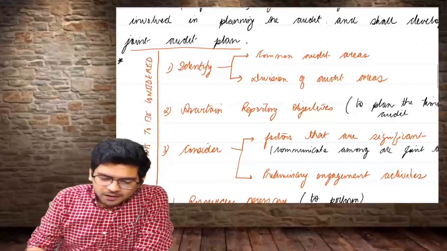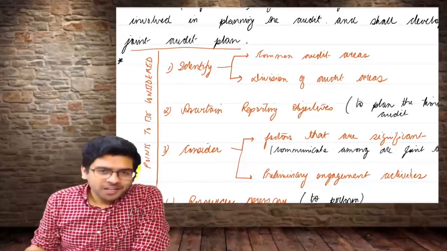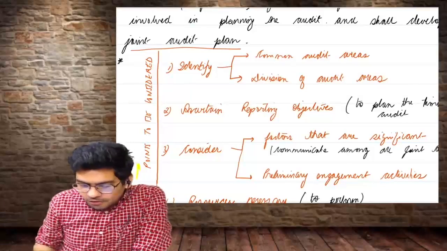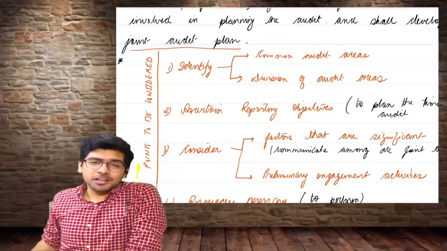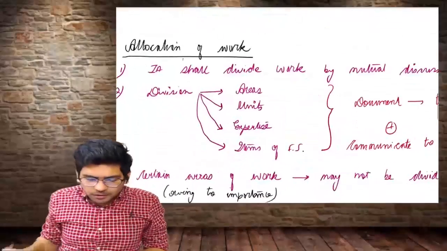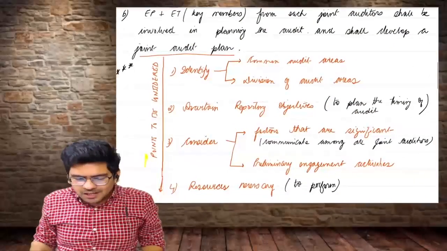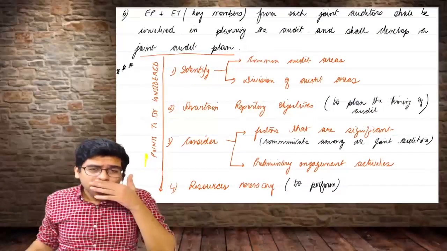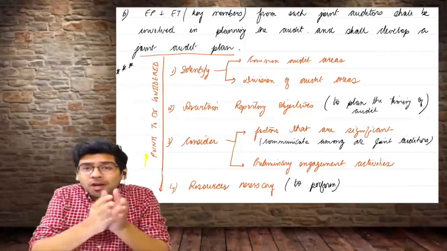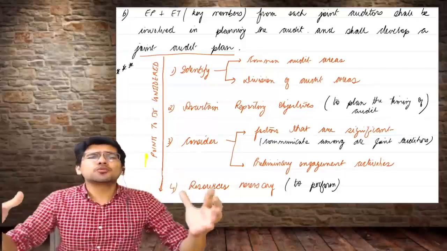Identify. When we are developing a joint audit plan, we need to identify the common audit areas, the areas which we have not divided, and the division of audit areas. Now division can be in many ways, I will teach you this later. But we need to mention in our plan which are the common areas to be audited by all the joint auditors, and how we have divided the work, that this particular work will be done by whom. All this needs to be mentioned in the plan.